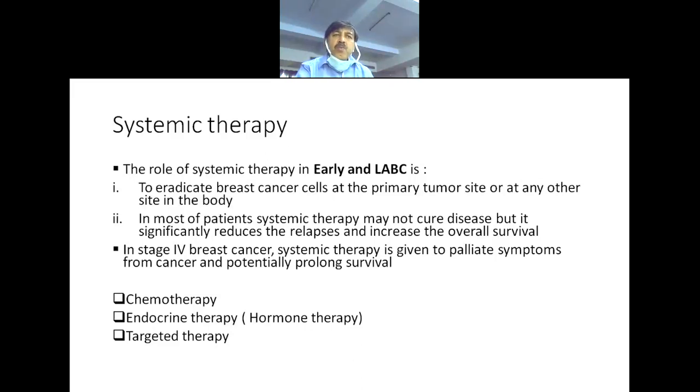or to improve the overall survival, to prolong the life of the patient. So different modalities in systemic therapy are chemotherapy, endocrine therapy, and targeted therapy when HER2 overexpression or amplification is there.